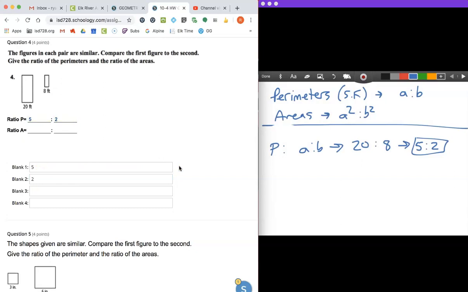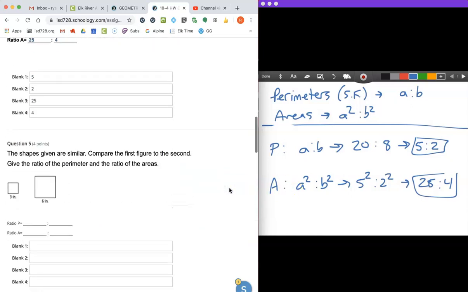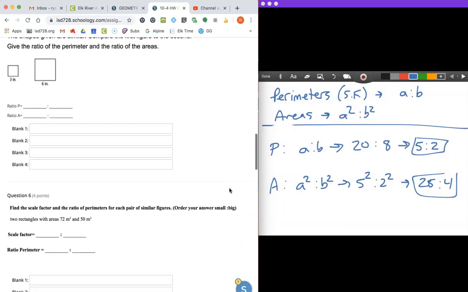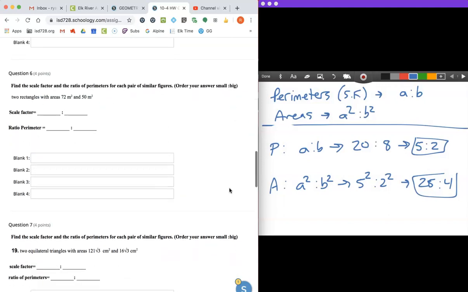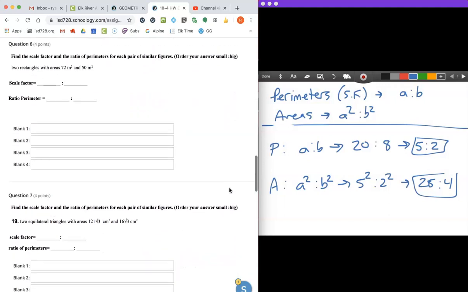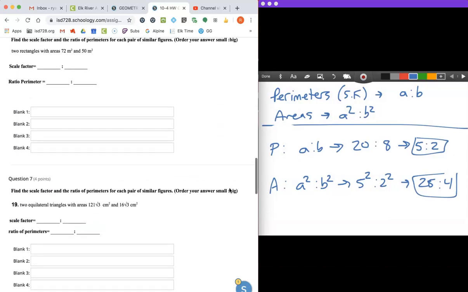Then the ratio of areas is going to be squaring those things. Instead of 5 to 2, we're doing 5 squared to 2 squared, which is 25 to 4. So whatever you get for the first part, you just square your answers for the second part. Number 5, same directions. Number 6 is different. Numbers 6 and 7 are the same type of question.